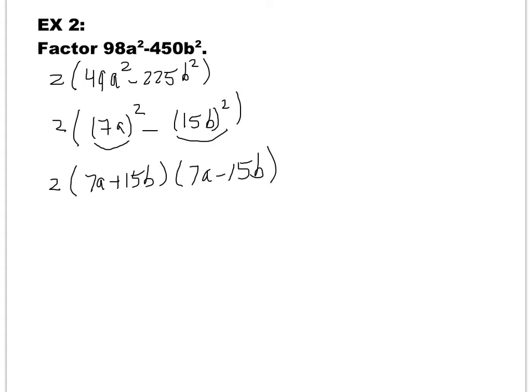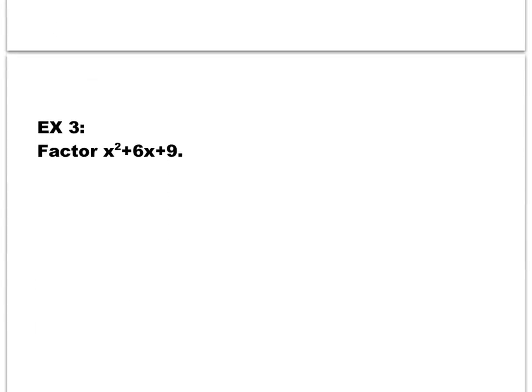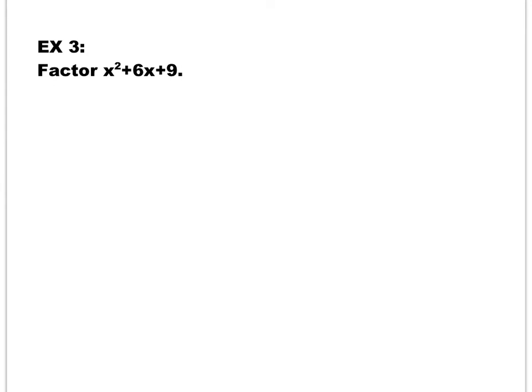Now we can do another example. Let's say this time we have x squared plus 6x plus 9. The square root of 9 is 3, so I can write this as 3 squared. The square root of x squared, I can write as 1x squared. Now, if I multiply 2 by 3 by 1, I get 6, which is 6x. So this is a perfect square. So I can write this as x plus 3 squared.